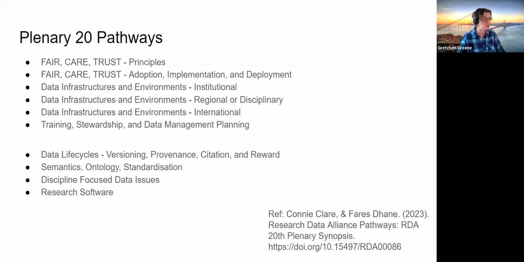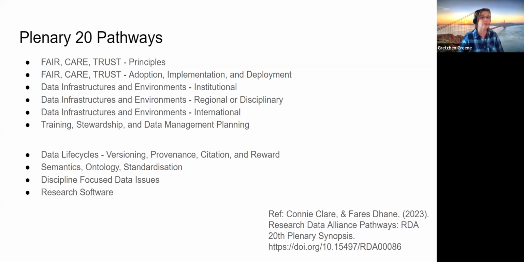And then there's training and stewardship, which is very important. Data life cycles, that involves everything from versioning to the provenance, citation, and what are the rewards and incentives. Semantics, ontology, standardization, all things metadata. Discipline, there are a lot of interest groups and working groups that are discipline oriented, for example space, environmental science, chemistry, of that nature, engineering. Have to put a plug in for my own interest group.